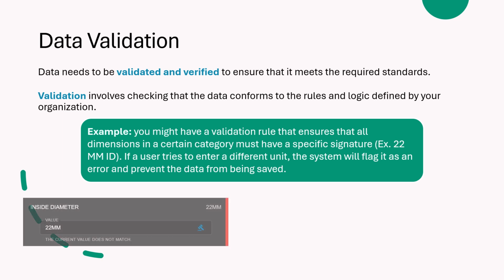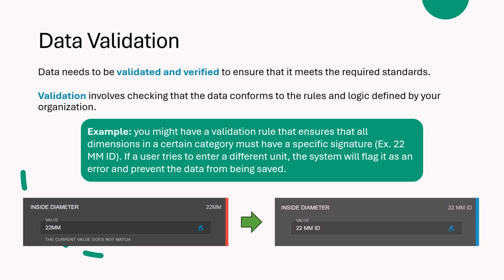In our example, a user in IMA's UManage Pro tries to enter the inside diameter of an item, 22 mmID, without the space between the 22 and the mm, which triggers a notification and correction to the format.